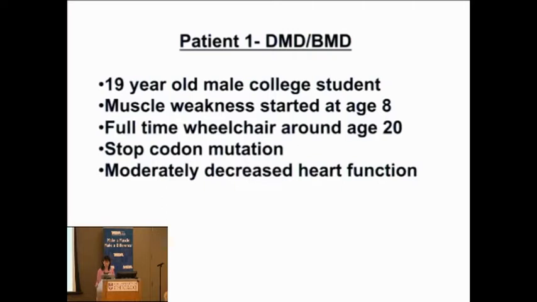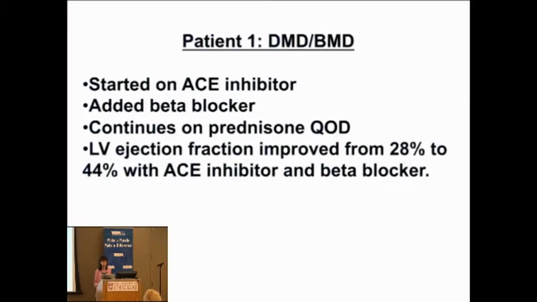He had a stop codon mutation, and at the time I met him, he already had moderately decreased heart function. As many of you know, we talk about heart function in terms of ejection fraction. Each time the heart beats, it kicks out about 60% of the blood that's inside it, so a normal ejection fraction is 60%. His heart function when we first met was already drifting down into the very low 30s and the high 20s, so he had decreased heart function. We started him on an ACE inhibitor.